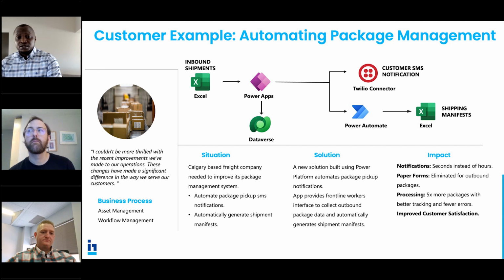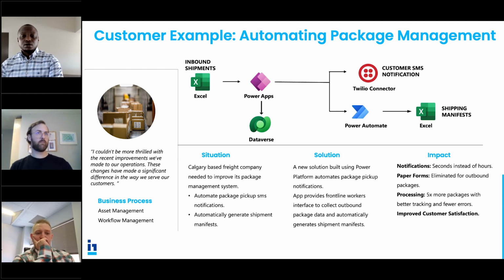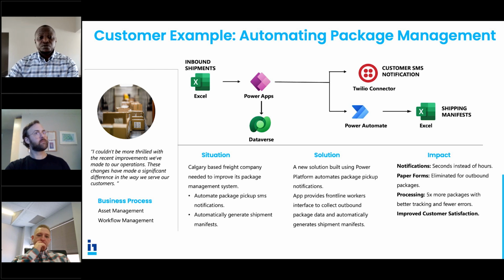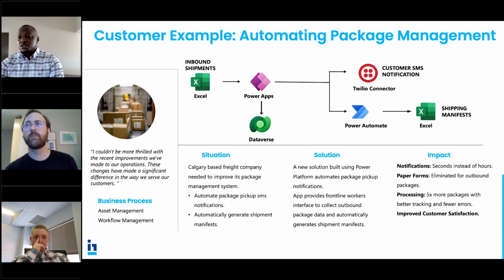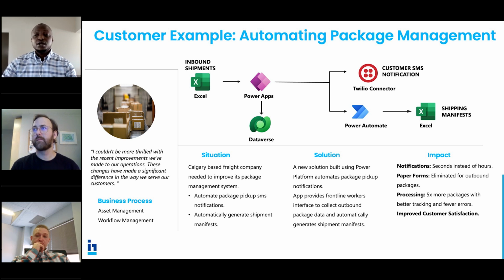The impact is that we've seen that the business is able to send out notifications which would previously take hours. They had a lot of times when things would change in between the customers' goods coming in that they needed to notify the customers. You had customers showing up, not finding their things, or you had customers not showing up when their things arrived. So it eliminated all those delays and actually improved customer satisfaction. Paper forms were totally eliminated for outbound packages, and this reduced the risks of errors, saving time and process for the company. The business process that I'd like to highlight here is asset management and also workflow management. This is just an example of one way that you can actually transform a customer's business using Power Apps.